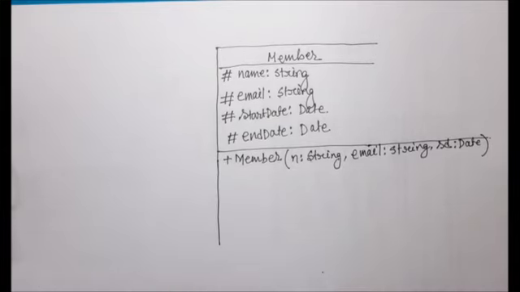Okay. Now we have two classes. So this is my base class. I want to implement two derived classes from this member. A member may be a lifetime member, a member may be an annual member. So let me write a class which consists of lifetime member. One of the class names is lifetime member.